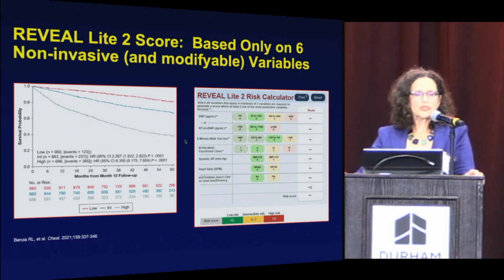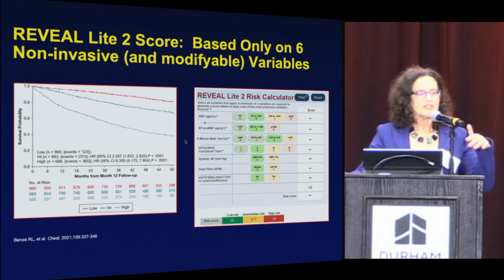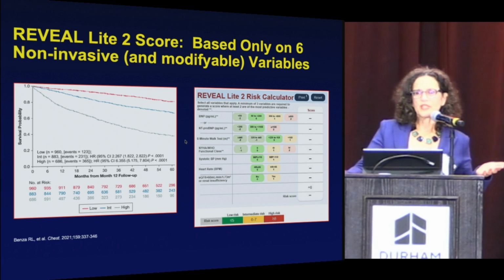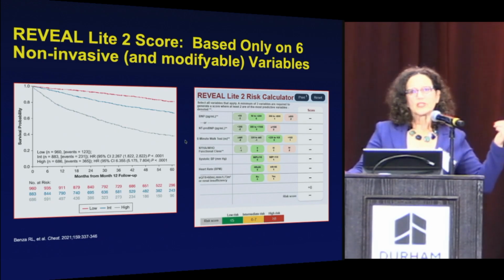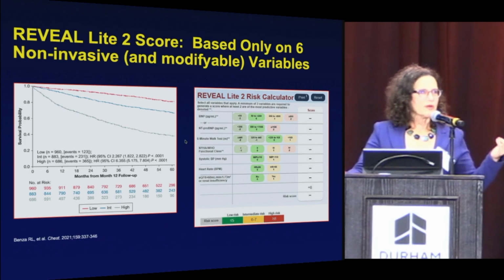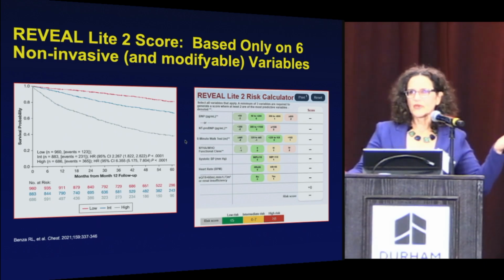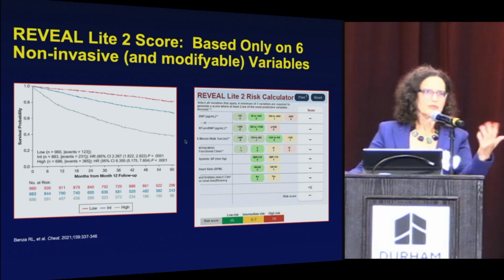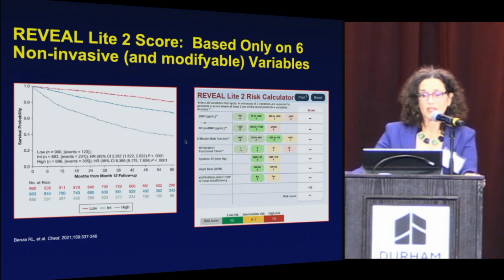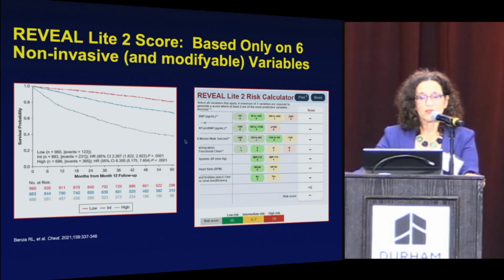And Reveal Lite 2 is a score that is based on 6 non-invasive and modifiable variables. So this is probably what many people use in clinic these days. This is what we use. And these are things that you get every time you see a patient. So it's functional class, six-minute walk, biomarkers. So you get that every time: blood pressure, heart rate, and kidney function. You draw blood, you get their vitals. You do this every single time in clinic. There should be no reason that you don't do a risk score at every visit.